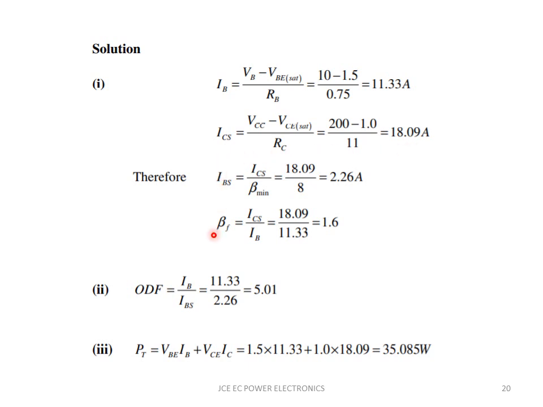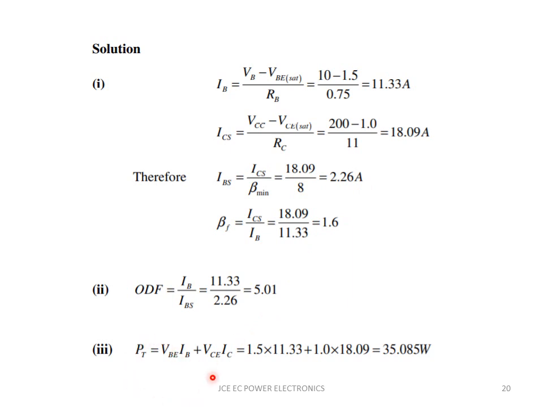Then for forced beta I need this, and also I can calculate IBS. Maybe I will require it for the overdrive factor as ICS upon beta minimum, and I will get this value. ICS I got here, beta minimum is given in the problem, I got it here. So overdrive factor is IB upon IBS, that is equal to 11.33. IBS is 2.26, I should get this.